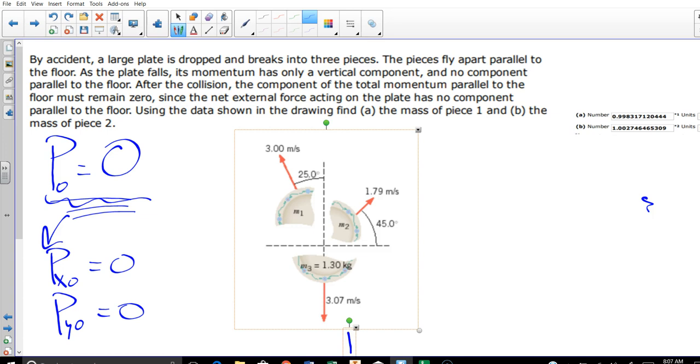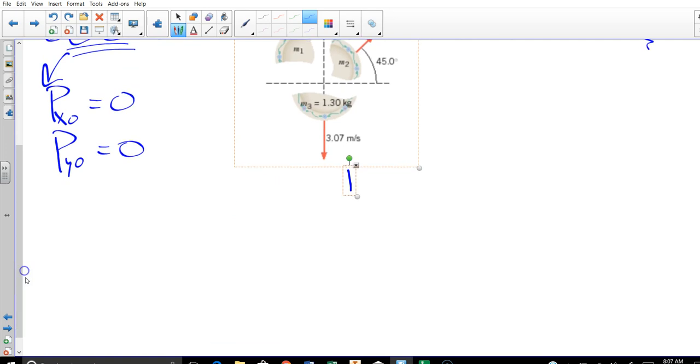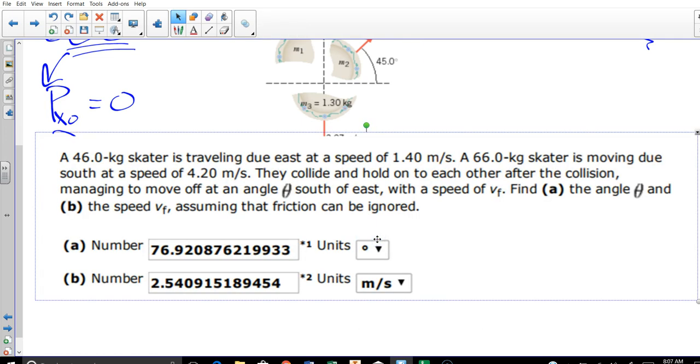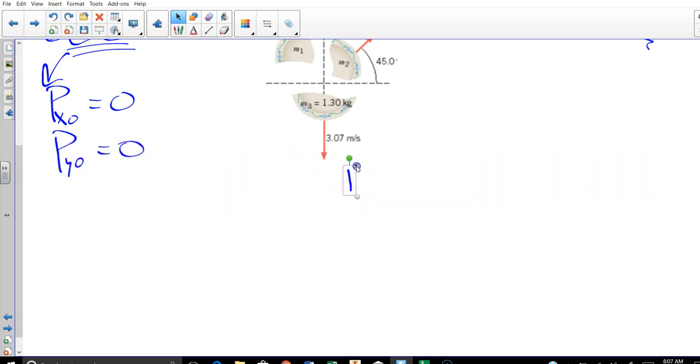Now I really don't know where to start, x or y, so we'll just pick one and go. I haven't done this problem yet. Okay, don't know what I just did there, but we're going to undo that. There we go. All right.